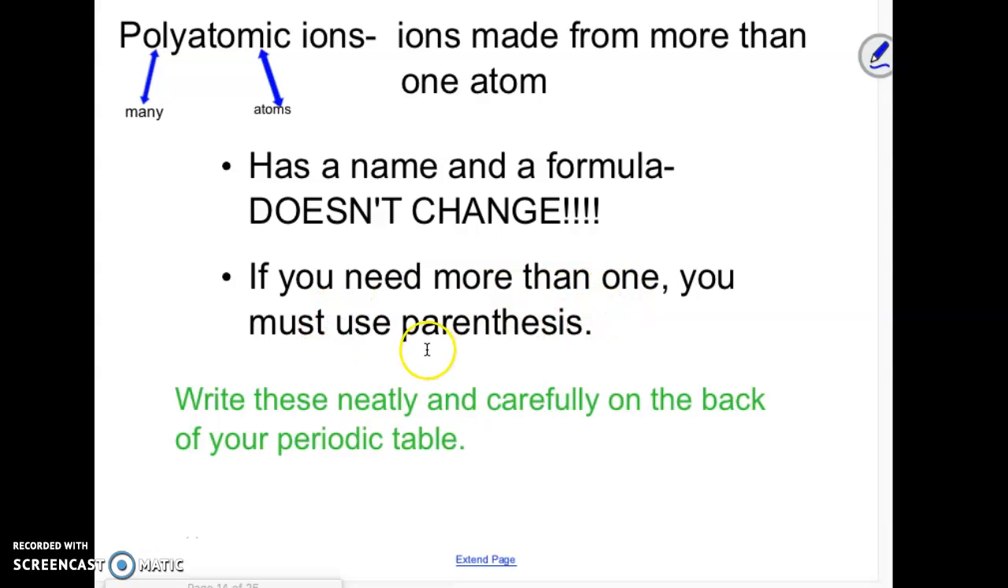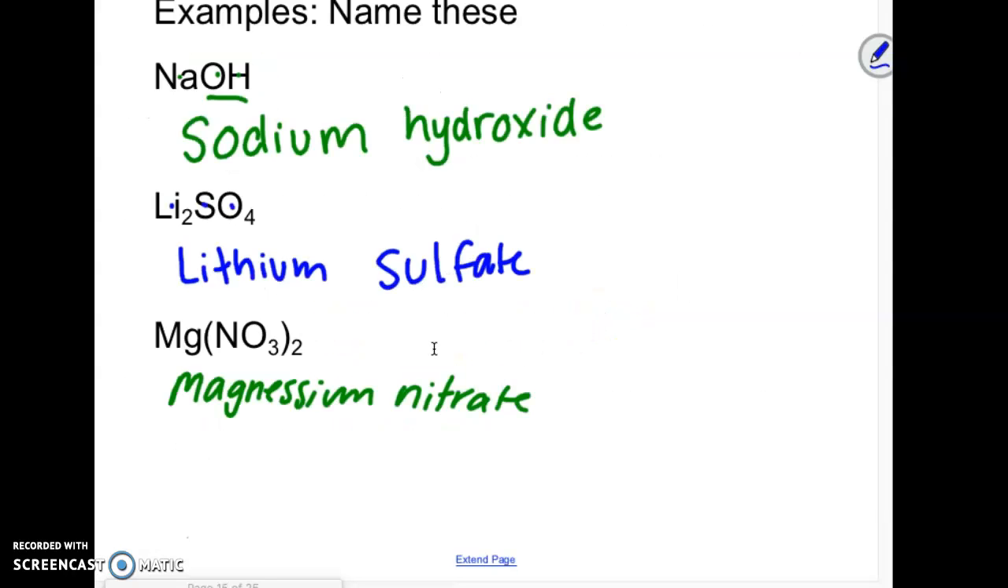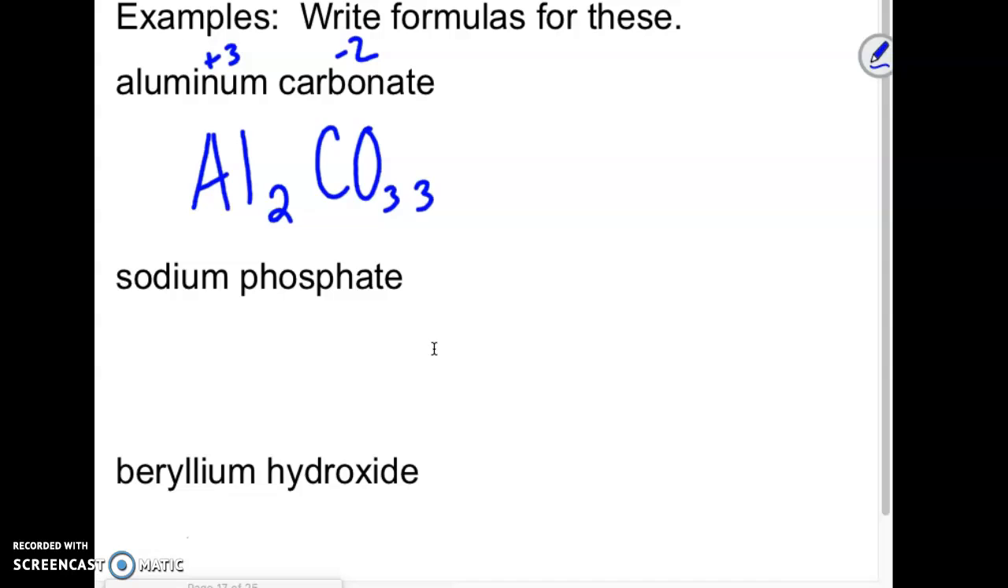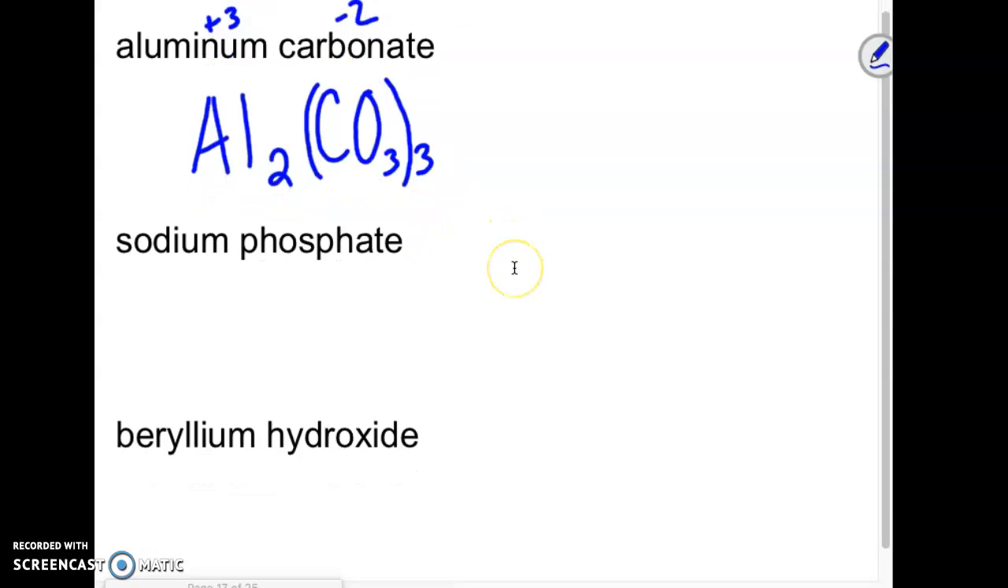If you need more than 1, you must put in parentheses. So that's my rule. I needed more than 1 carbonate, so I'm putting carbonate in the parentheses. Now it's saying I need 2 aluminums and 3 carbonates, okay? If I were to count atoms here, that's 2 aluminums. This 3 distributes to everything inside, so it's 3 carbons and actually 9 oxygens, okay?